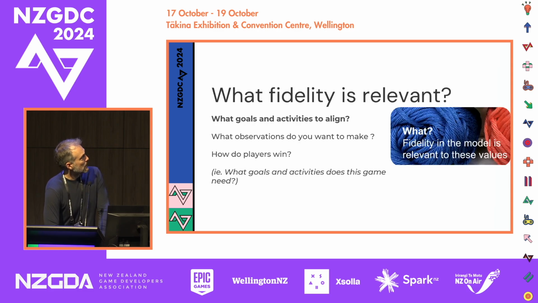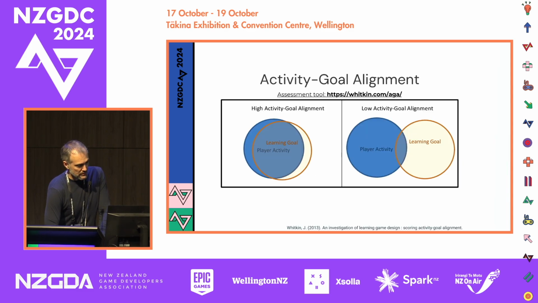So what fidelity is relevant here? This is where we're going to start getting into what kind of game to make. What should the model be showing? What observations do we want to make, et cetera. So I'm going to quickly show you this activity goal alignment chart. There's a tool there at that link that Josh Whitkin made. This was his PhD thesis about a decade or so ago, where he looked at a lot of learning games and showed that a lot of the ones that were bad were bad because they had really bad alignment between what the goals of the game were, the activity that players were doing, and what they were supposed to be getting out of it.